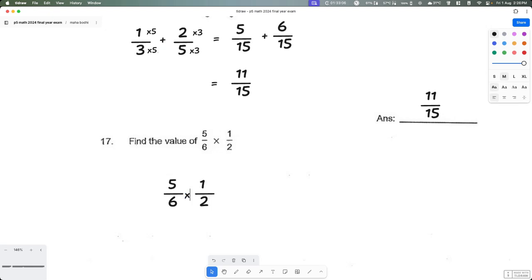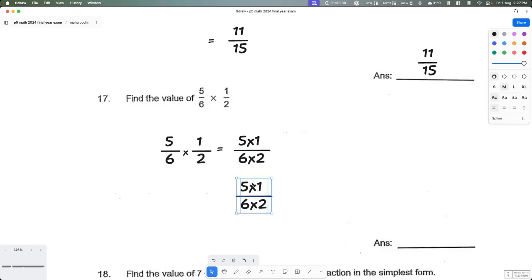So we just multiply. All right, and then what this will become is having the numerators and the denominators multiplied to each other. So in this case, you have 5 times 1, then you have 6 times 2. Okay, so with this, we will end up with the answer to the question, which is, in this case, 5 over 12. That's it. So the answer to this is 5 over 12. All right. Okay, let's move on to the next question.